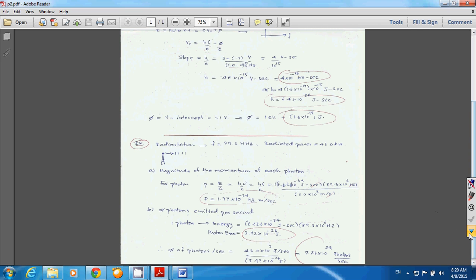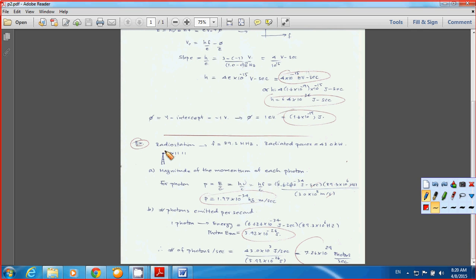Now take a look at the radio station broadcasting with the frequency 89.3 megahertz and radiating power of 43.0 kilowatts. It asks you to find the magnitude of the momentum of each photon. I just pick up this one, which I'll prove. You can go back to quantum physics, and maybe I'll have a chance to explain it later on.